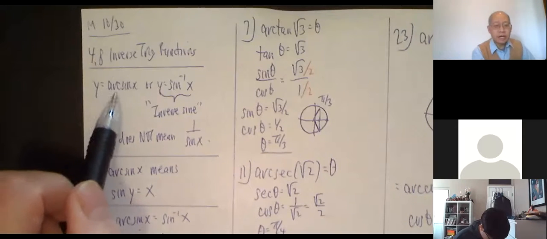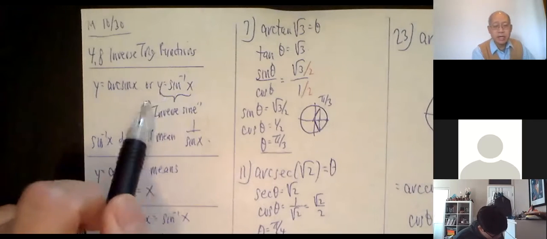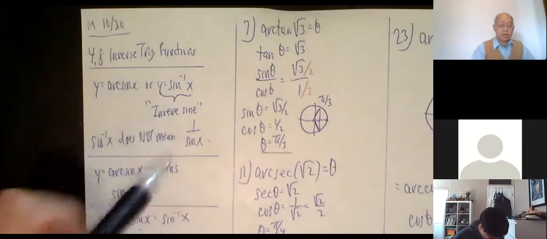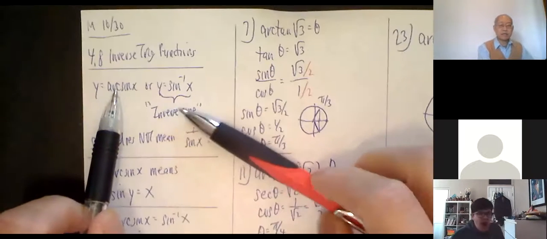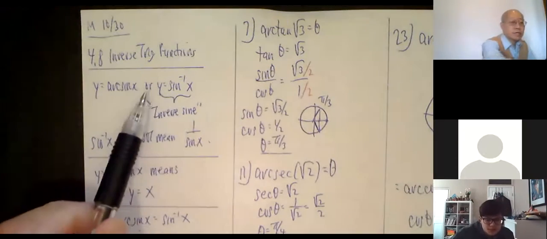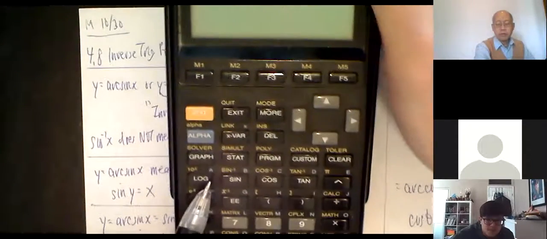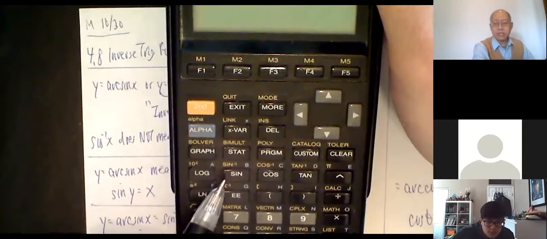Y equals arc sine x, or y equals, it looks like sine to the -1 of x, but we say inverse sine. Okay, these two mean the exact same thing. Arc sine or inverse sine. Side note, on many calculators to get the inverse sine, it's the upper register. We're not going to be using it that much right now, but the next section we will.